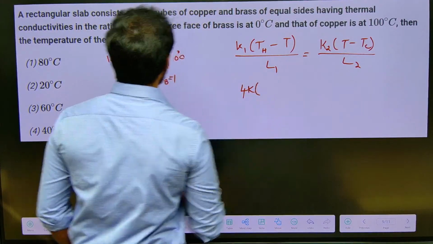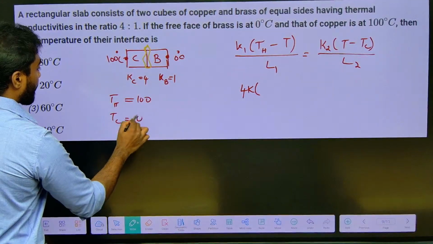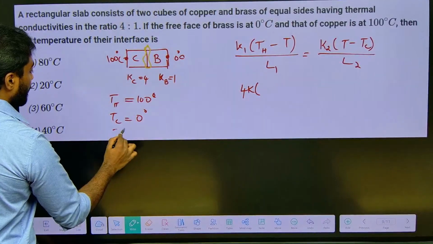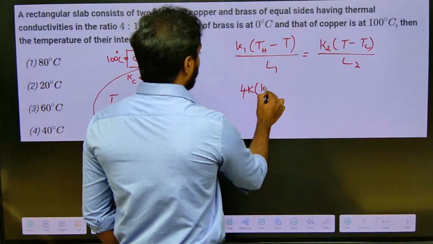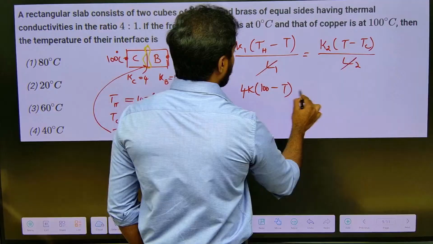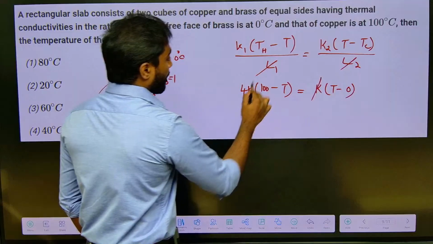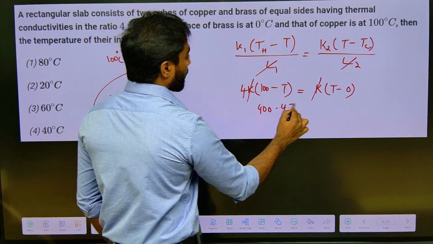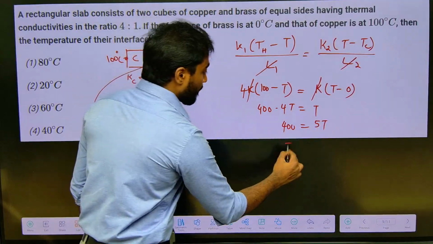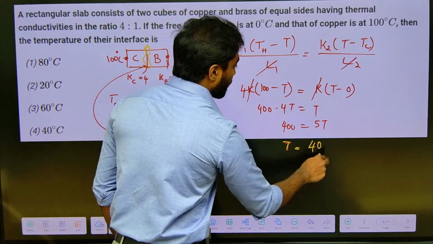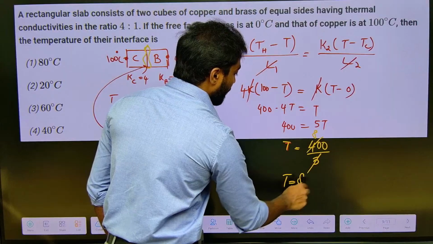So 4K TH. TH is the high temperature, that is 100. TC is the low temperature, that is 0. T is the interface temperature I need to find. So 4K times (100 minus T), length is the same, will be equal to K times (T minus 0). K will get cancelled. 400 minus 4T equals T. 400 will be equal to 5T. T will be equal to 400 divided by 5, which is 80. So the temperature will be 80 degrees Celsius.